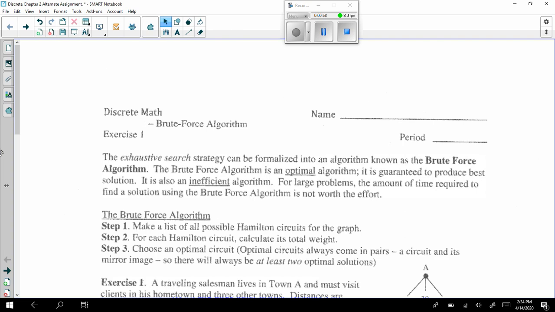But anyways, so when we're trying to do Hamiltonian circuits and solving the traveling salesman problem through that, one of the ways that we can do it, and the one to get the most optimal solution, is through the brute force algorithm. It's also known as an exhaustive search strategy because you go through every possible option and it's guaranteed to produce the best solution because you find the one that costs the least amount.